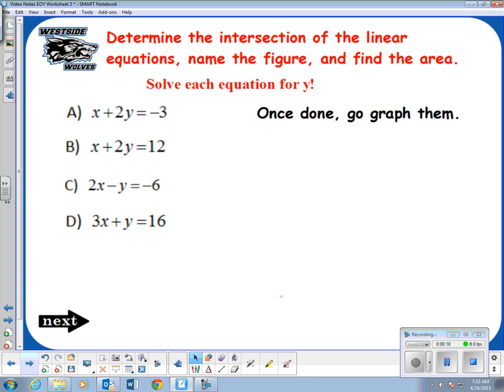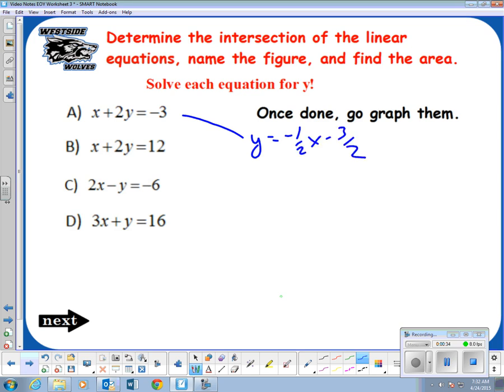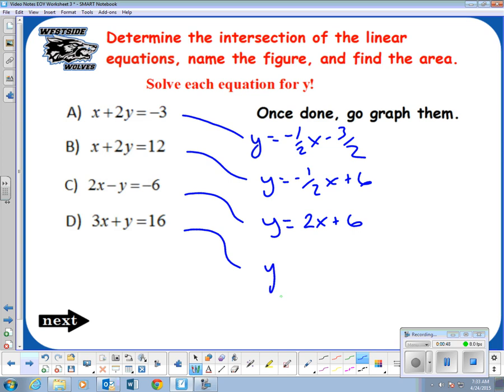All right, and so the first thing I want you to do is pause this video and solve each of these equations for y. So please do that now. So this first one here, I get y is equal to negative 1/2 x minus 3/2. This one here, I get y is equal to negative 1/2 x plus 6. This one here, I get y is equal to 2x plus 6. And this one here, I get y is equal to negative 3x plus 16.